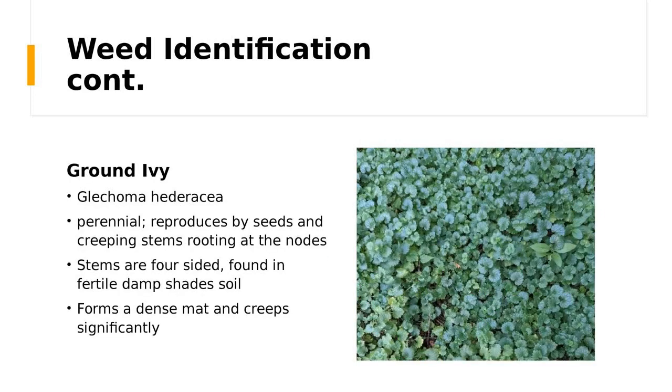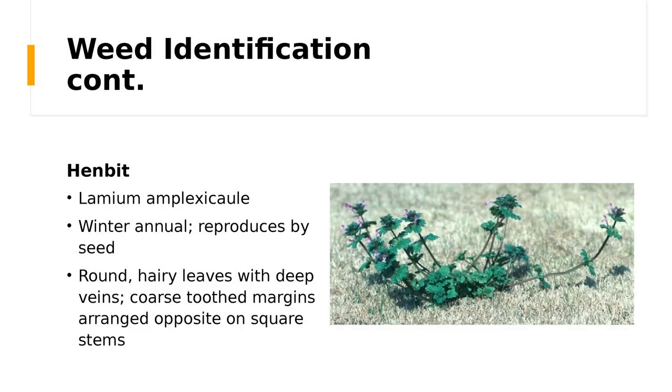This is ground ivy, otherwise known as creeping Charlie. Glechoma hederacea. It's a perennial, reproduces by seeds and creeping stems. It also roots at the nodes. So if this thing's creeping, it does take over very, very quickly. This will take over a lawn very, very quickly. It's very, very aggressive. The stems are 4-sided, and they're generally found in damp, shaded soils. It does form a dense mat, and it creeps significantly across the lawn.